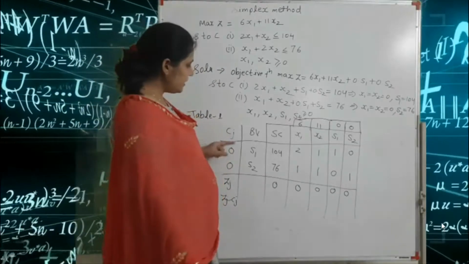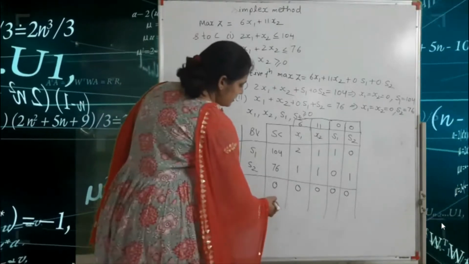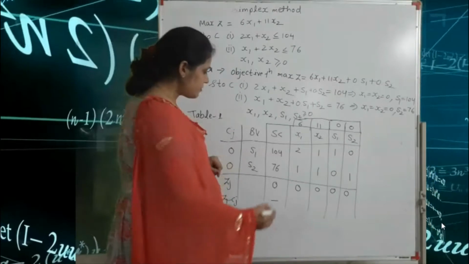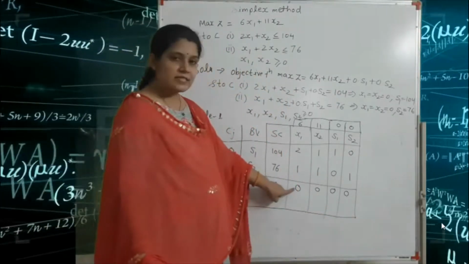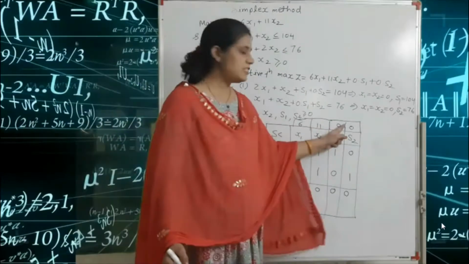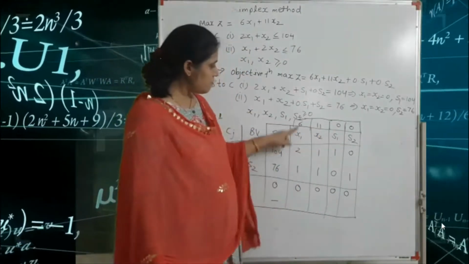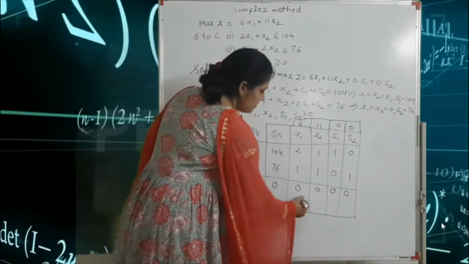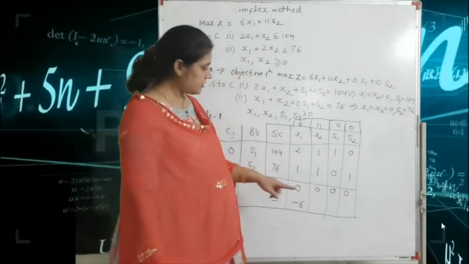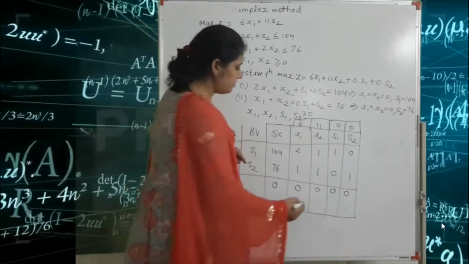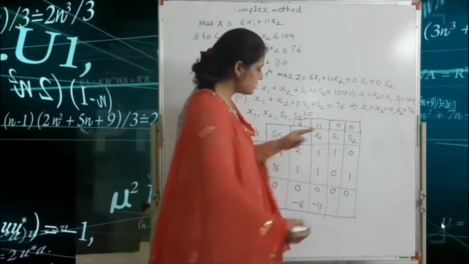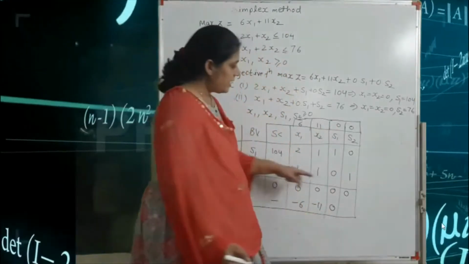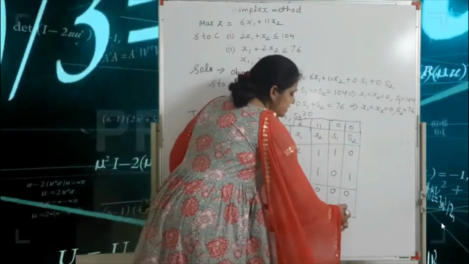Next we find the Zj minus Cj. For finding the Zj minus Cj, you write a dash first. After that, this is your Zj and this is your Cj. So 0 minus 6 is minus 6. Got it? 0 minus 11 is minus 11. 0 minus 0 is 0, and 0 minus 0 is 0.